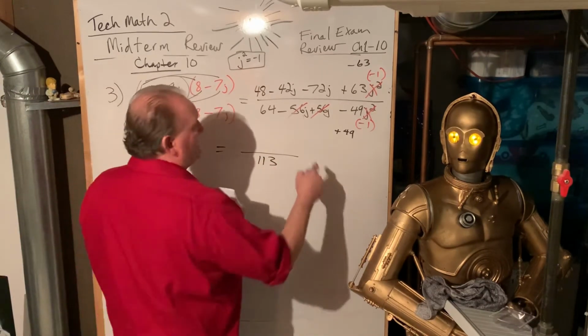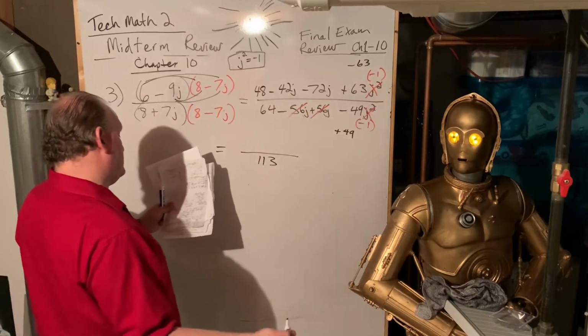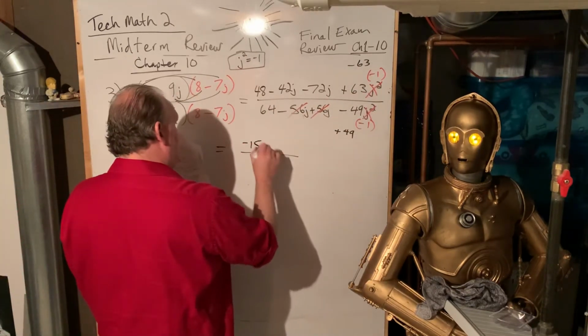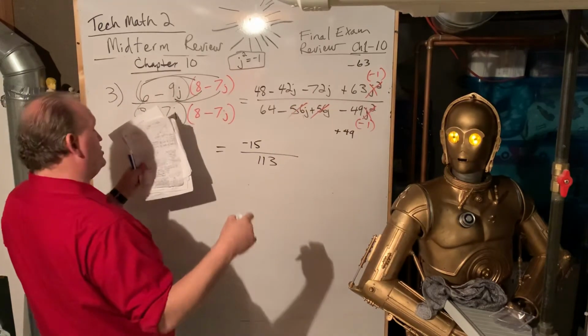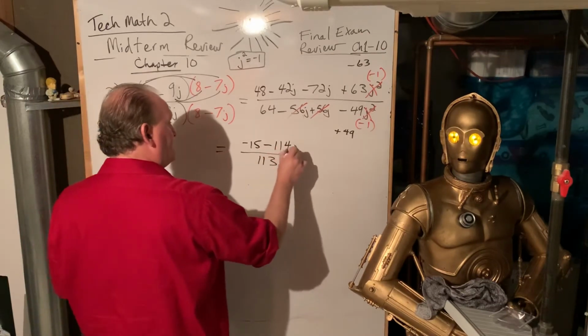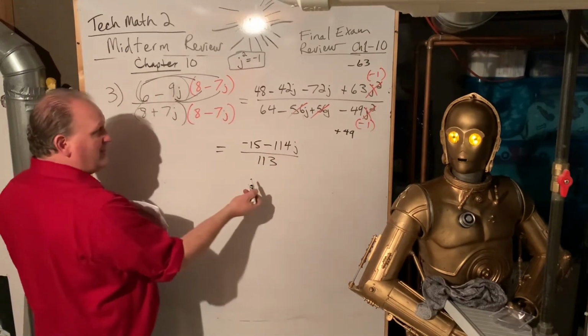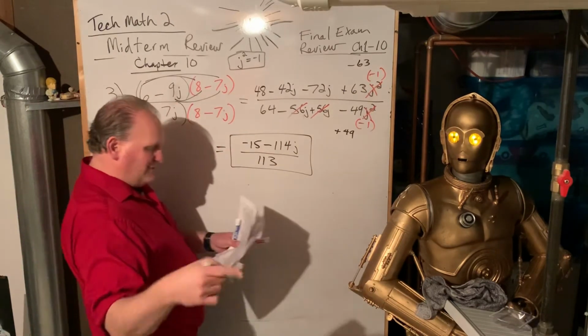On the top, I got 48 and negative 63. So I put those together. That's the negative 15. And then I got negative 42j and negative 72j. That's negative 114j. And that's what I put for my answer. I'd accept this as your answer. This is fine. They didn't do it that way.